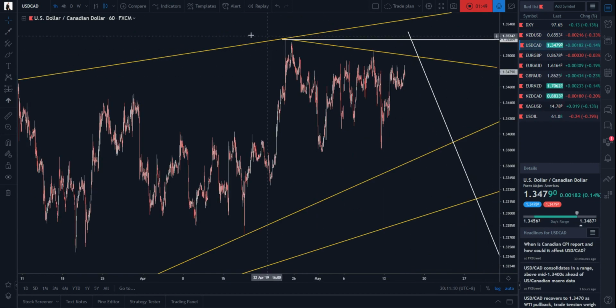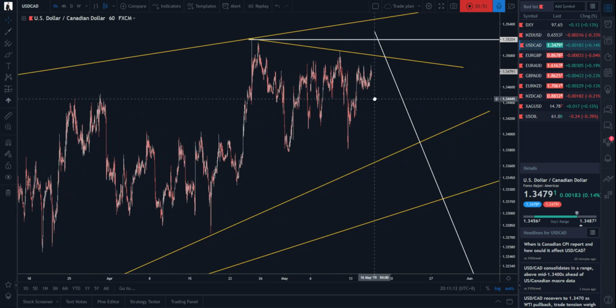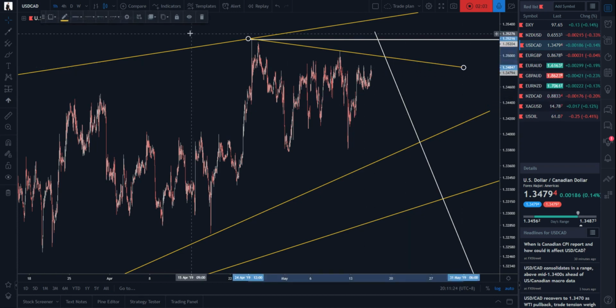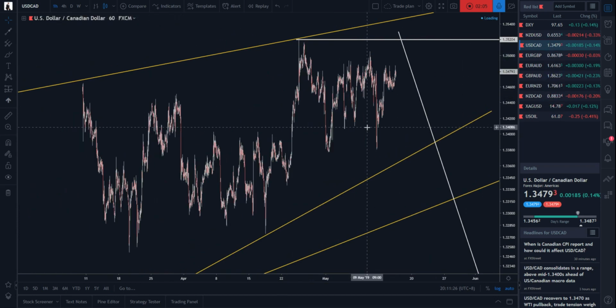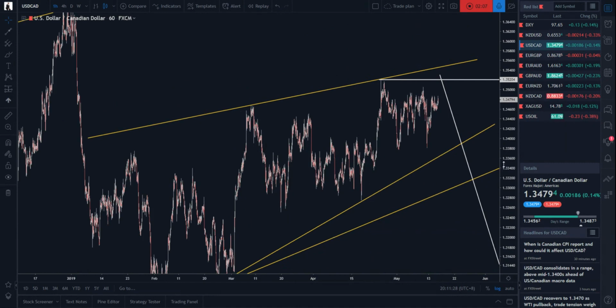Dollar-CAD, at the start of the week, we shared that there's an opportunity that it will pop higher, perhaps breaking the previous high at 1.3520 before that big move to the downside. Looks like we might get that. So if I just remove this, this is the structure that I'm looking at now.